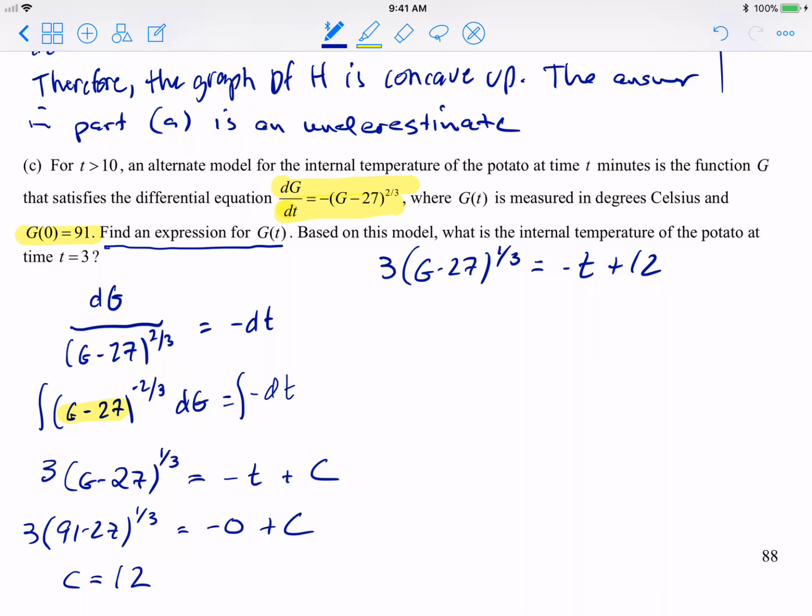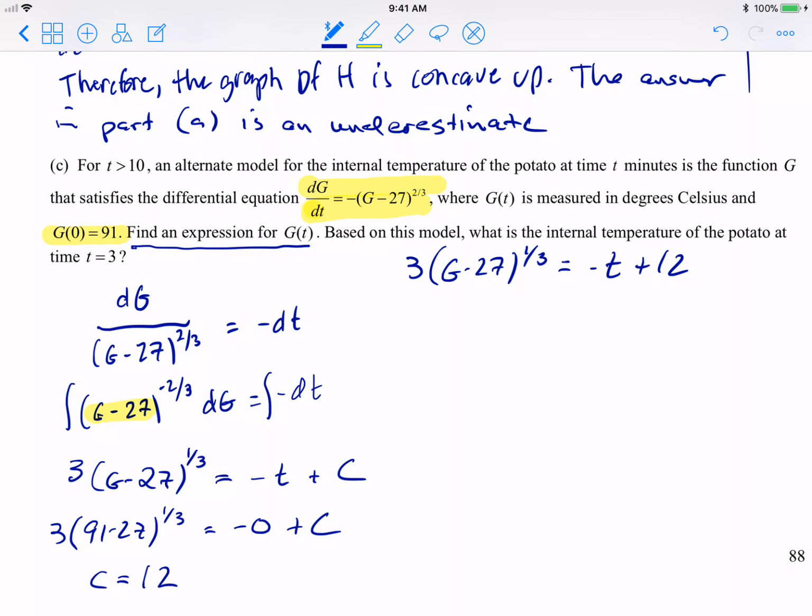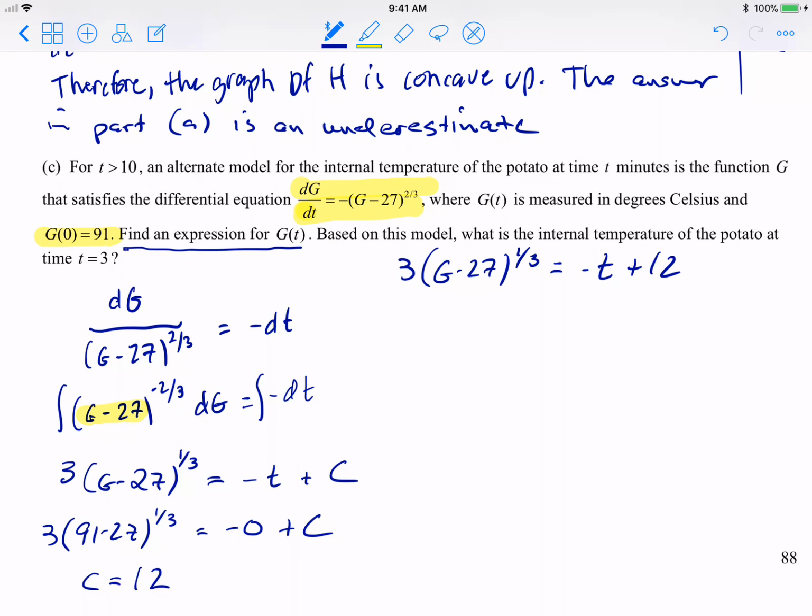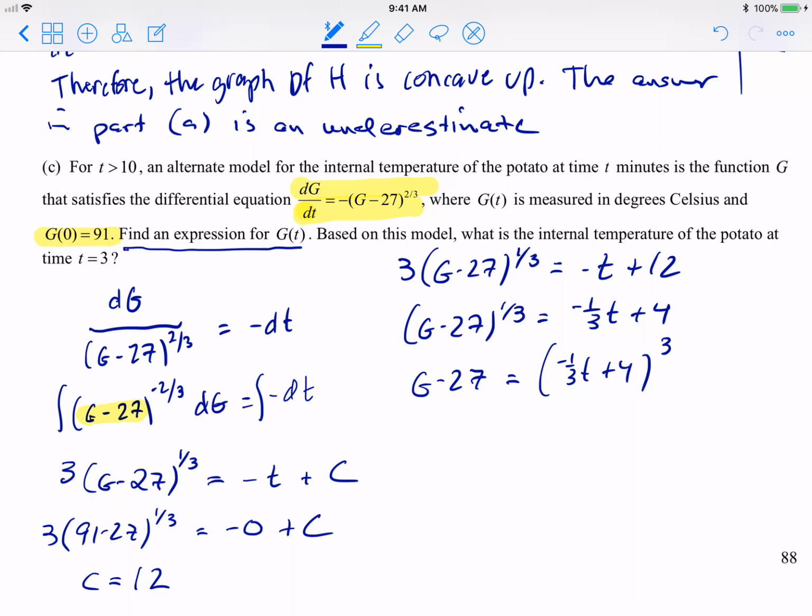The next thing we want to do is solve for g. If we solve for g, we divide by 3 on both sides, so (g minus 27) to the 1/3 equals negative 1/3 t plus 4. To get rid of the 1/3 power, we need to cube both sides, so g minus 27 equals (negative 1/3 t plus 4) cubed. And finally, to get g of t, we add 27 to the other side: g of t equals 27 plus (negative 1/3 t plus 4) cubed.